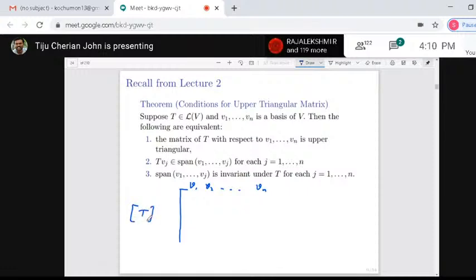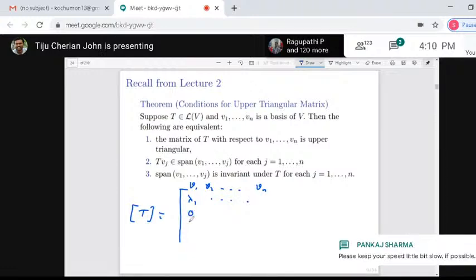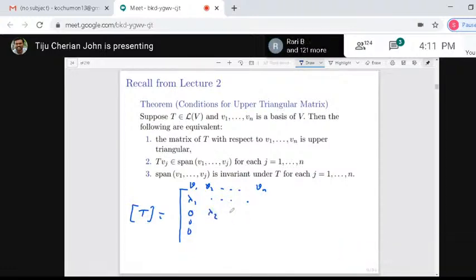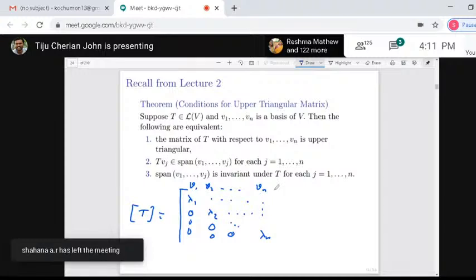is upper triangular. So that means you have a lambda 1 here, and there are some elements here, but it is 0 everywhere below. Then you have a lambda 2 on the diagonal, and then something here, and 0 everywhere below. Similarly you get lambda n and something above. Everywhere else it will be 0. This is an upper triangular matrix.